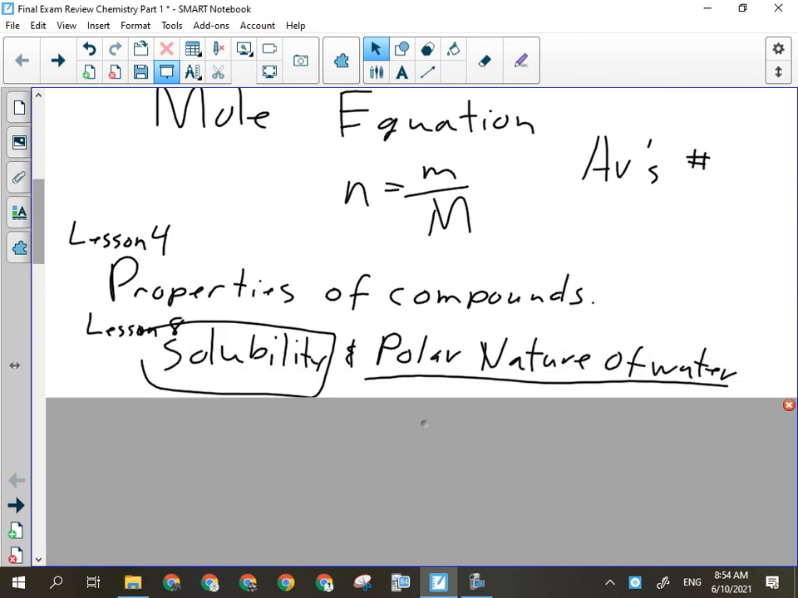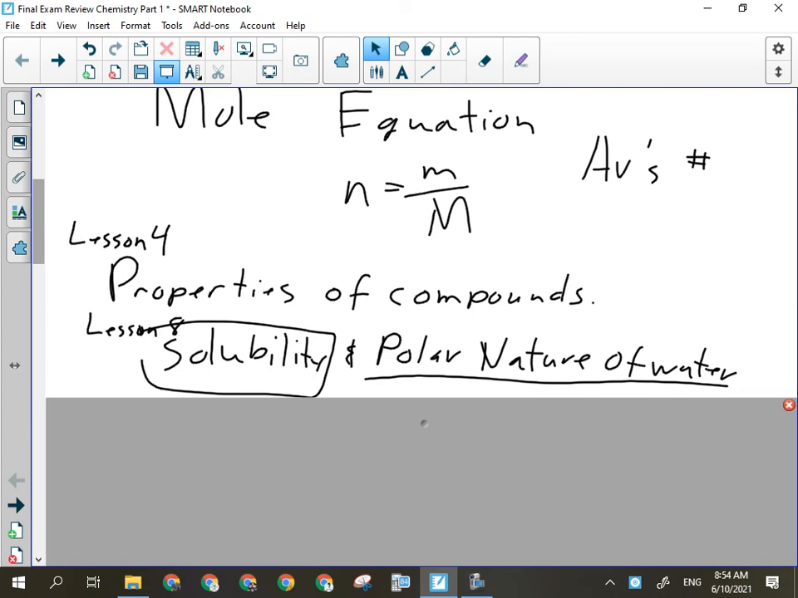All right, and then, see, Matisse got ahead of me. Solubility and the polar nature of water. There will definitely be some questions about solubility. So I might give you a chemical reaction and ask you which of the products would be soluble, and then you just have to go to your solubility chart and figure it out.